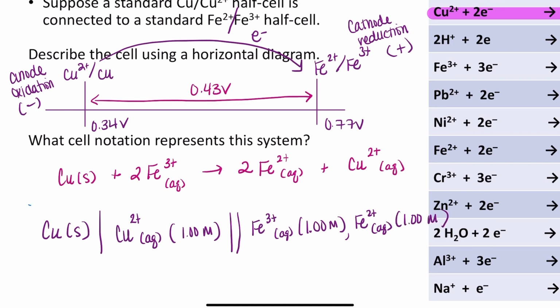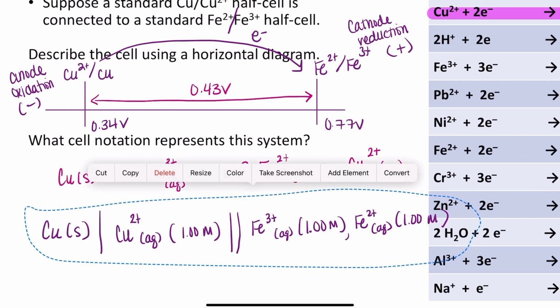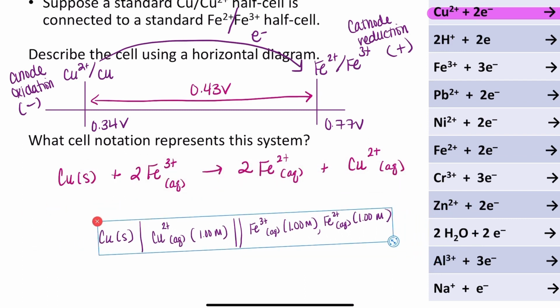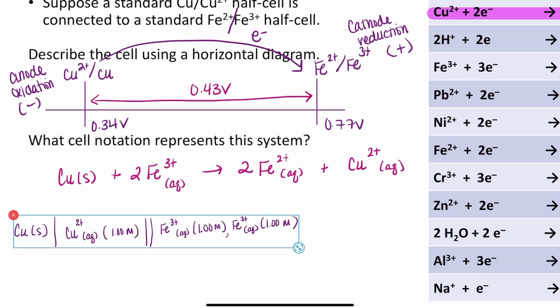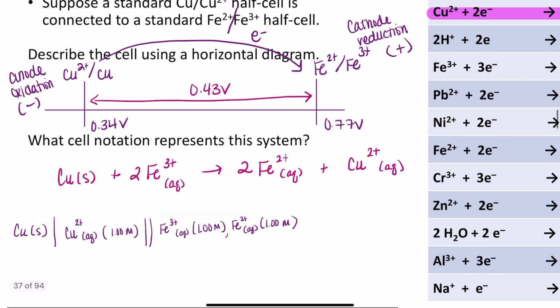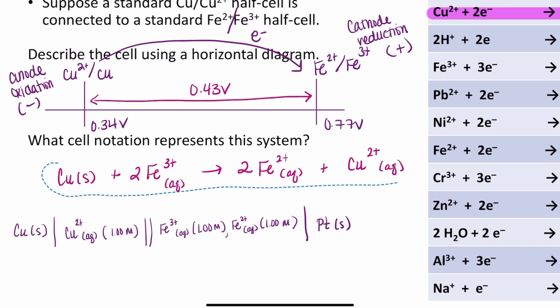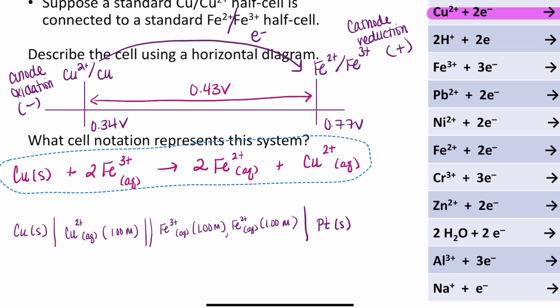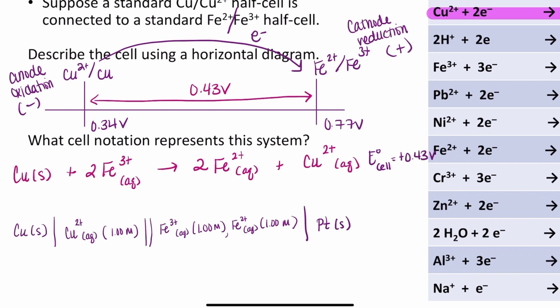And I may have run out of room, but I did not actually finish yet. So 1 second. And phase boundary. I've got to have something solid holding this sandwich together. And I'm going to use platinum because platinum is inert. Again, this is the overall reaction. And if I want to write the cell potential with it, then the standard cell potential for this reaction is positive 0.43 volts. Let me shrink that down just a little bit so we can see that as well.